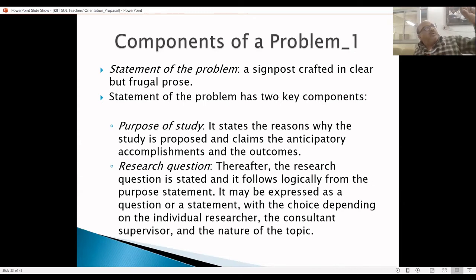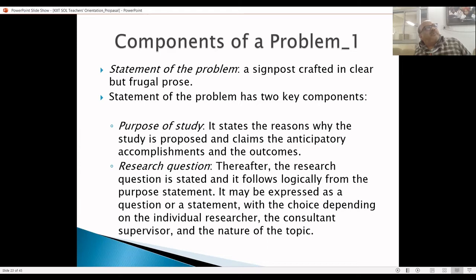So what are the components of a problematic or a problem? Let us look at the things in italics. The first one is the statement of the problem. The second one is the purpose of the study. And the third one here is the research question.